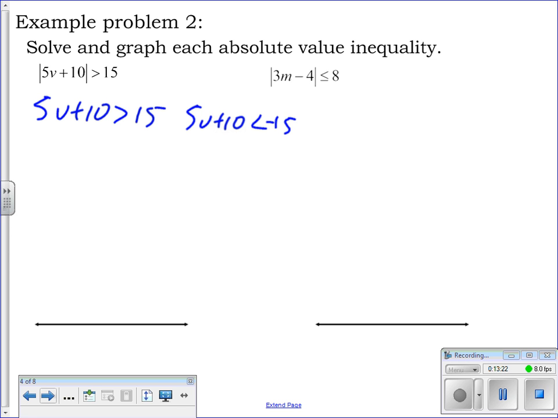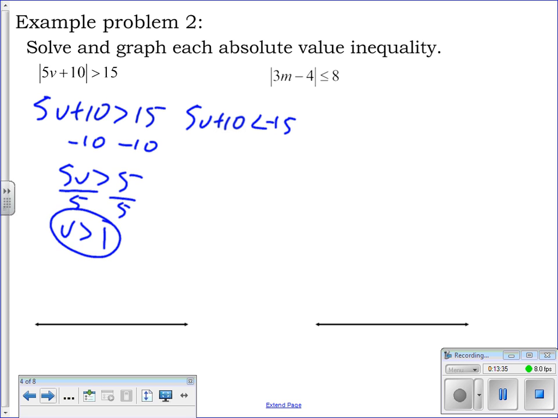Okay. Then I solve each one. Minus 10, minus 10. 5v is greater than 5. Divide by 5. V is greater than 1. Minus 10, minus 10. 5v is less than negative 25. Divide by 5. V is less than negative 5.